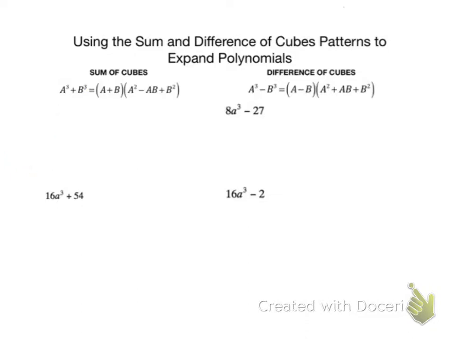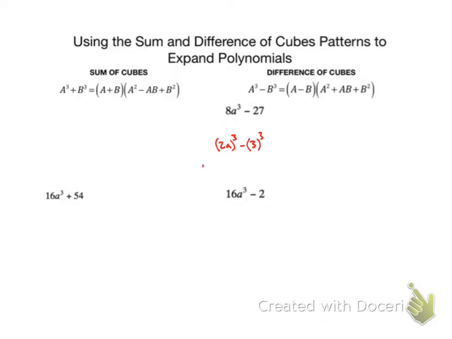All right, so looking at this first one here, we have 8a cubed minus 27. So 8 we know we can rewrite as 2 to the third power, a to the third power. You can initially write it like this, or you can go straight to writing it like this. It's up to you. The middle step here is unnecessary. So we can write this as 2a cubed minus 3 cubed, right? Because 3 times 3 times 3 is 27.